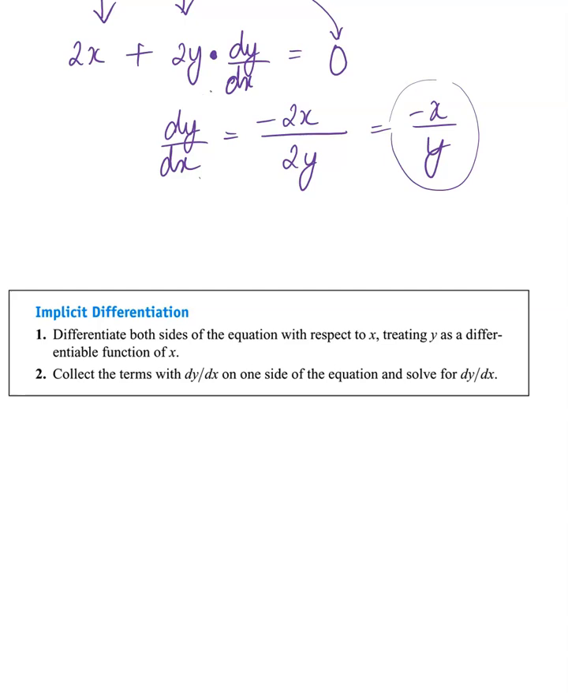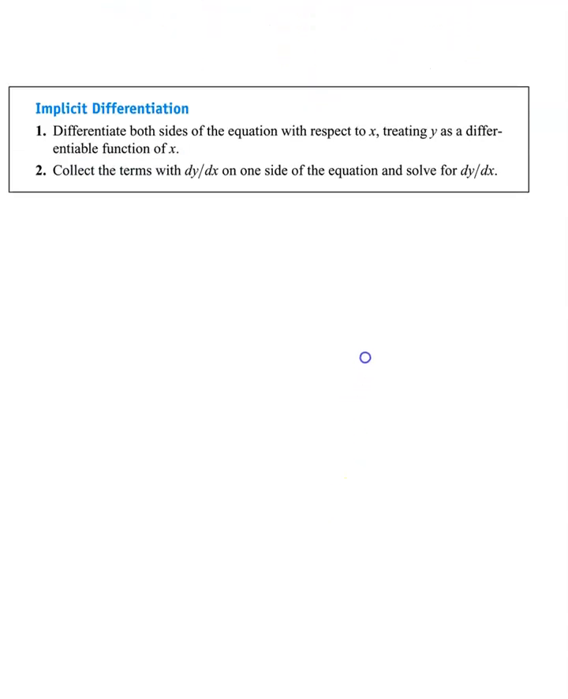So here we have the two steps. First, differentiate both sides of the equation with respect to x, treating y as a differentiable function of x. That's a big deal. Meaning, when I say differentiable function of x, when you differentiate y, it should be dy over dx. The second step is to collect all the terms with dy over dx on one side of the equation and solve for it. Okay. We'll do some examples so you get the hang of it.